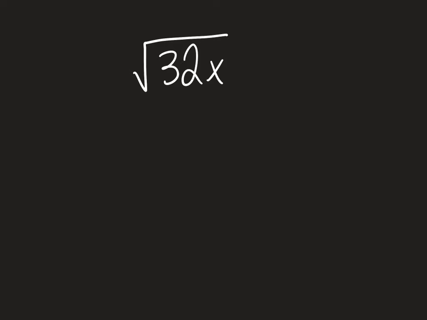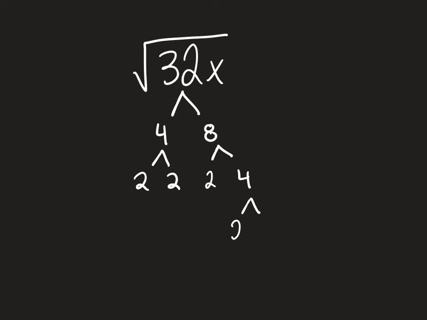So we're going to make a factor tree. Right? We love factor trees. So 32, what's any factors of 32? 4 and 8. Right? So factors of 4? 2 and 2. Factors of 8 are 2 and 4. And then 4 we can break down to 2 and 2 again.